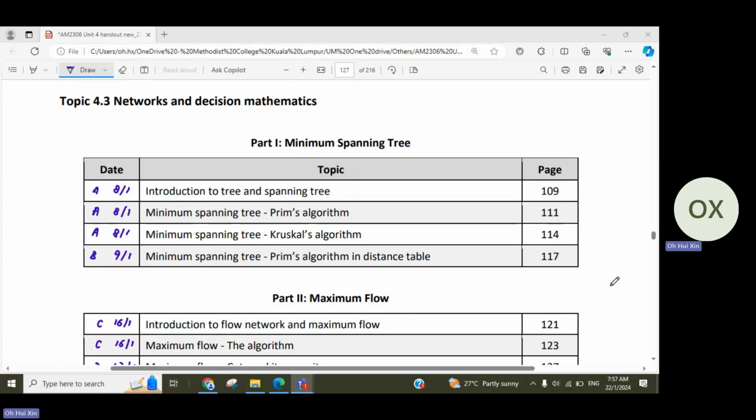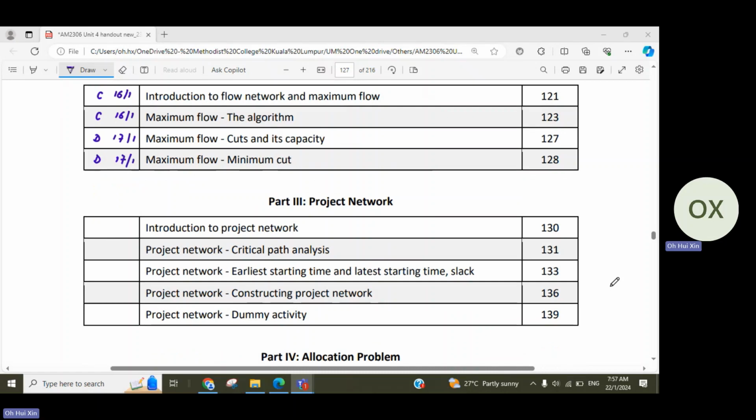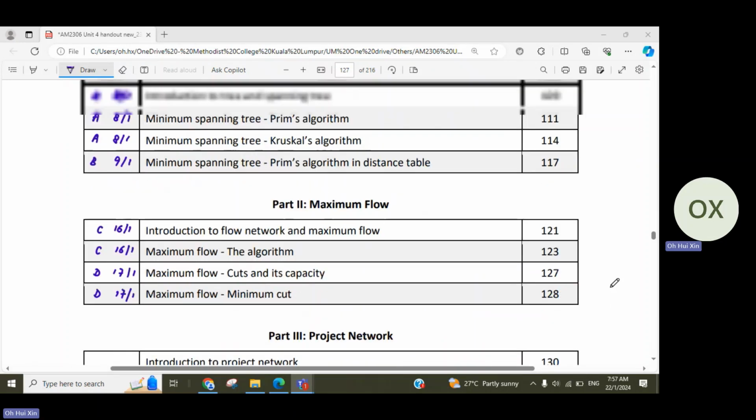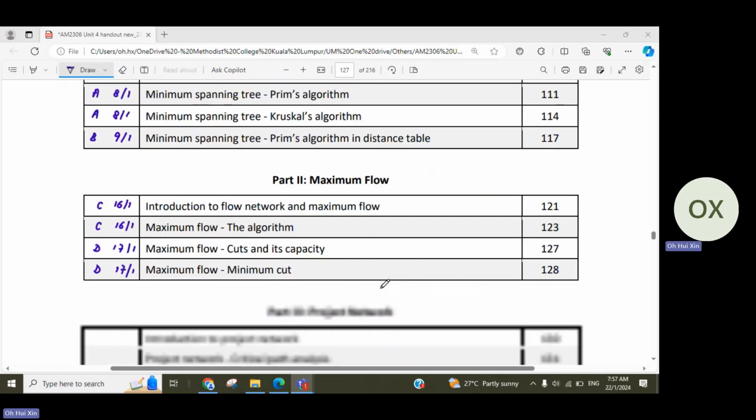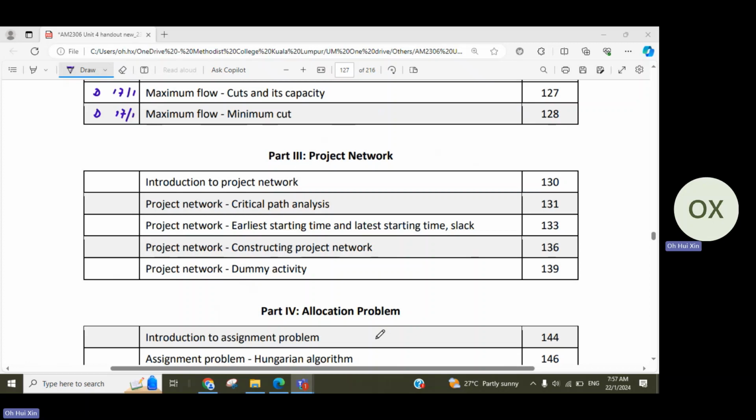Good afternoon, everyone. So for today's lesson, we are going to look at part 3 of the lesson, which we talk about project network. Previously we have already covered minimum spanning tree and maximum flow. This week we'll talk about project network, and next week we'll talk about allocation problem. Then that's where we end the entire syllabus for max application.